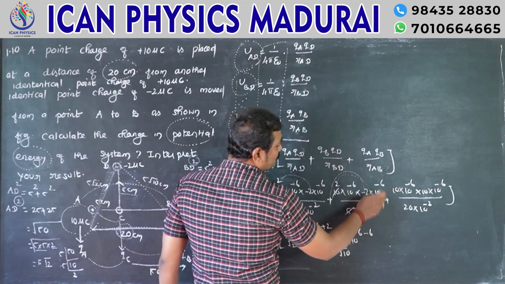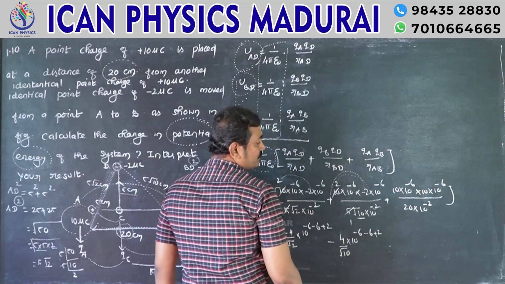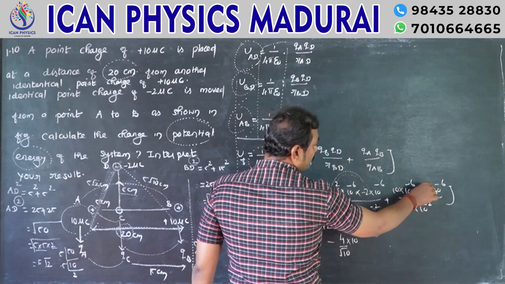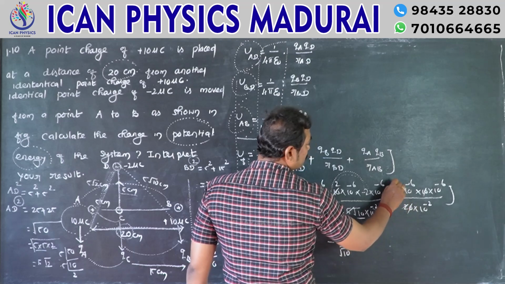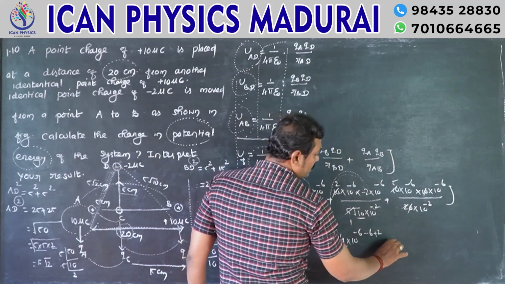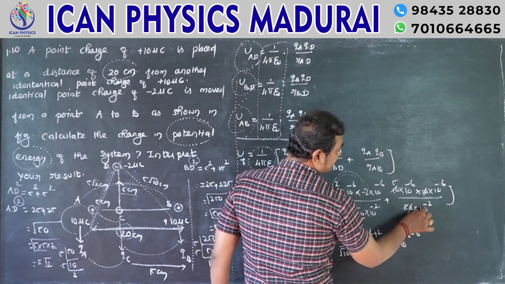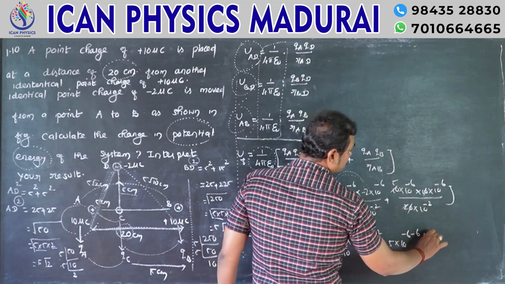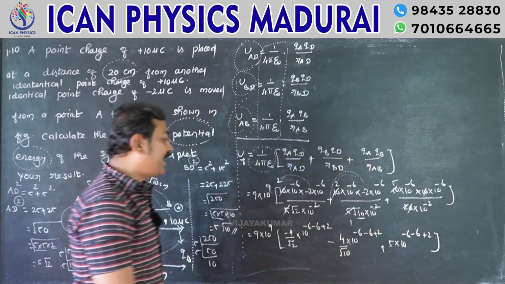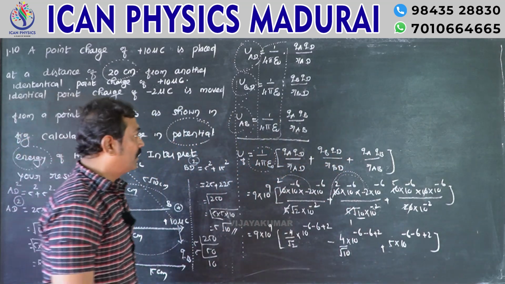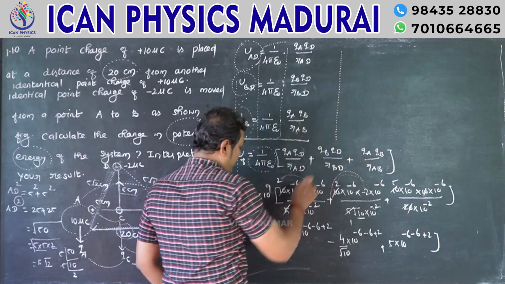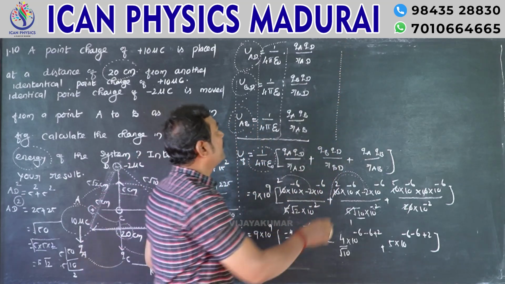The minus 2 goes to the numerator as plus 2. Now 1 2 is 2, 5 2s are 10. So plus 5 into 10 to the power minus 6 minus 6. The minus 2 goes to the numerator as plus 2. Now do you have any doubts? No doubts. Now we are having 10 to the power 9.